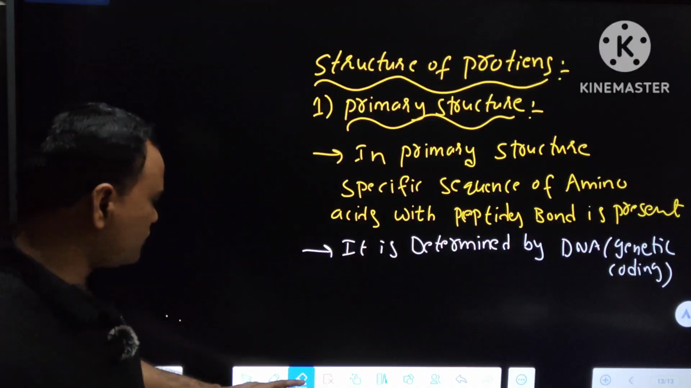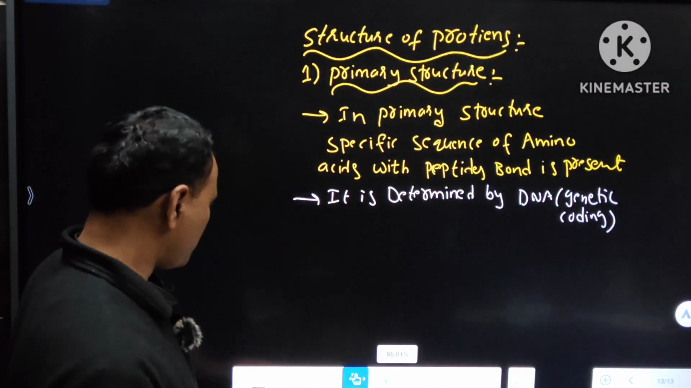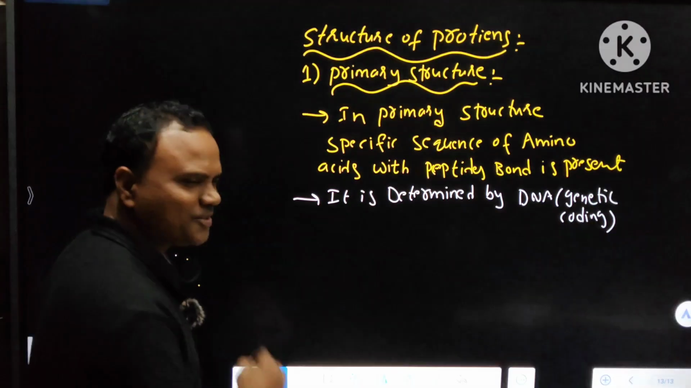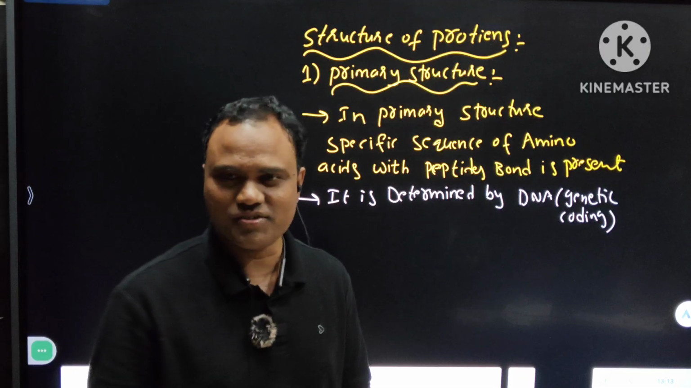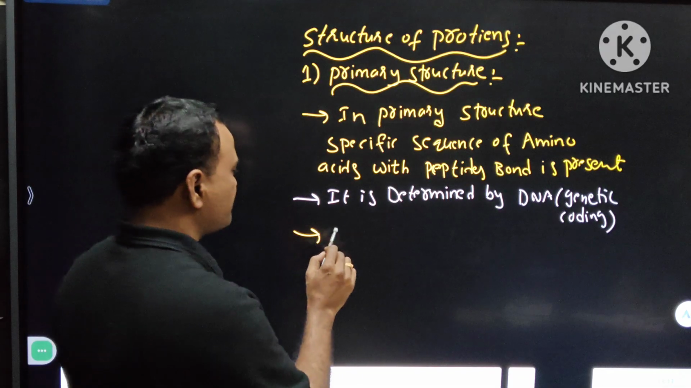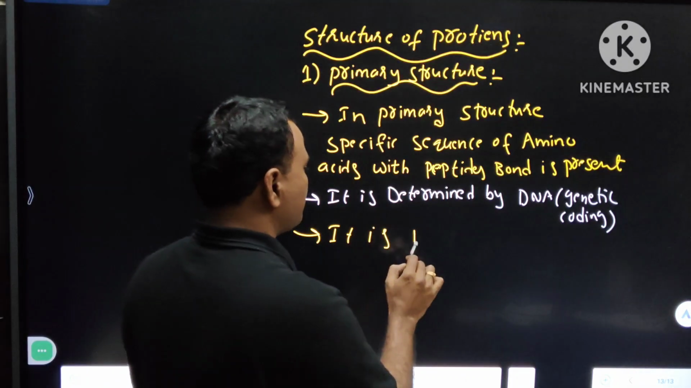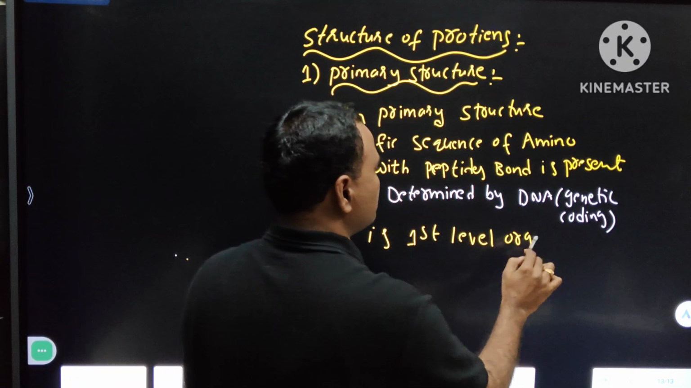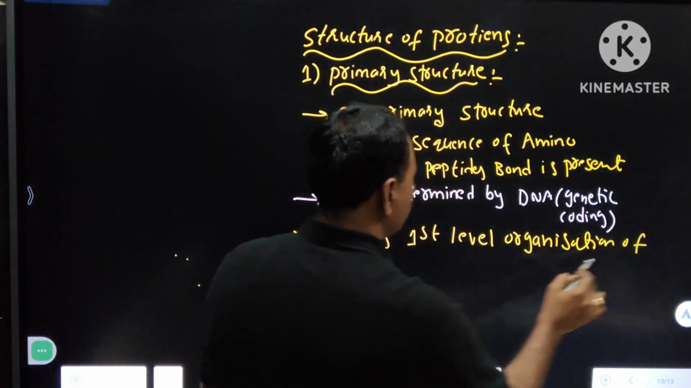Primary structure is the first level organization of proteins. It stands for primary structure, the first level organization of proteins.